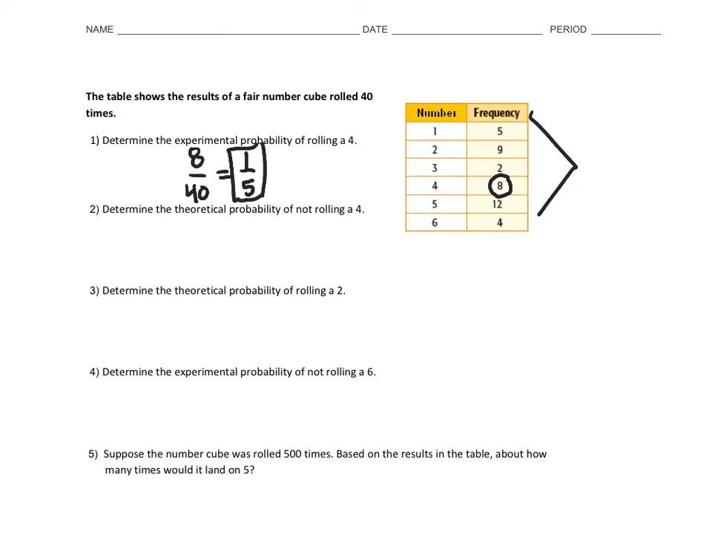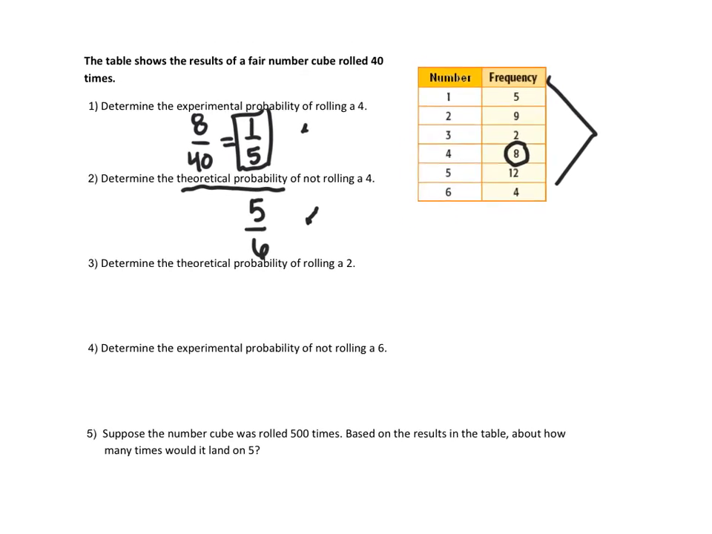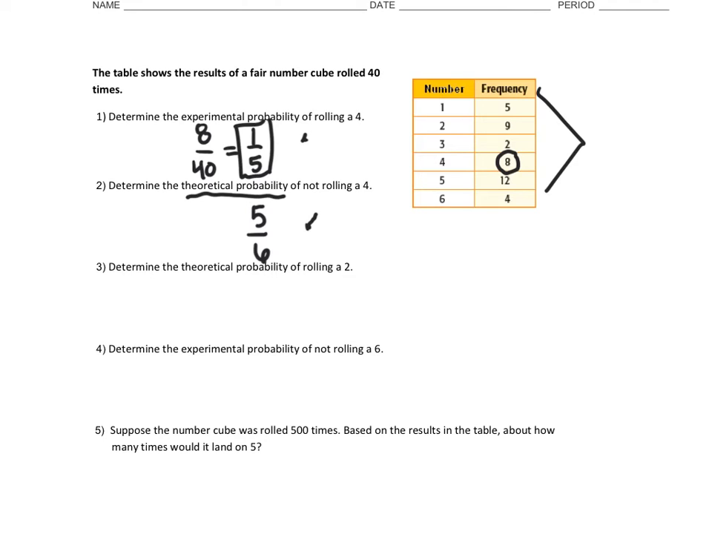But then they say determine the theoretical probability of not rolling a 4. So not 4 is 1, 2, 3, 5, and 6. So that's 5 out of... No, theoretical. Theoretical means in theory. Remember, we're back to theoretical. This was experimental. This is theoretical. So it's 5 out of 6. Now determine the theoretical probability of rolling a 2. Well, that is 1/6.